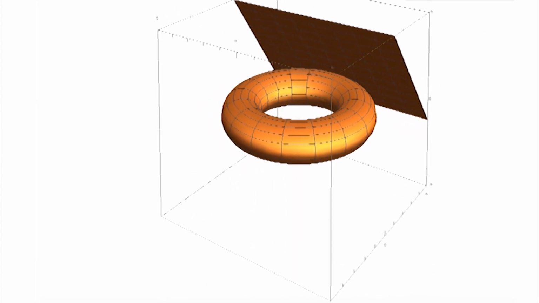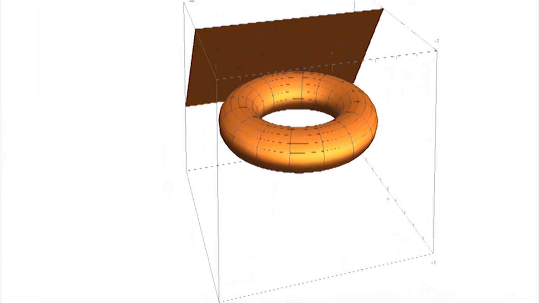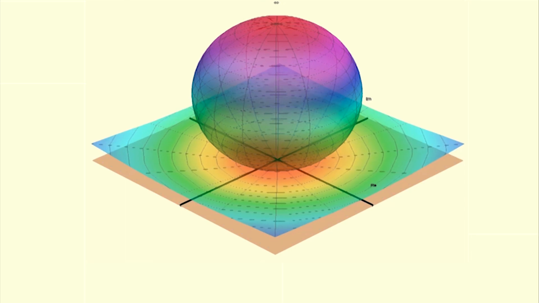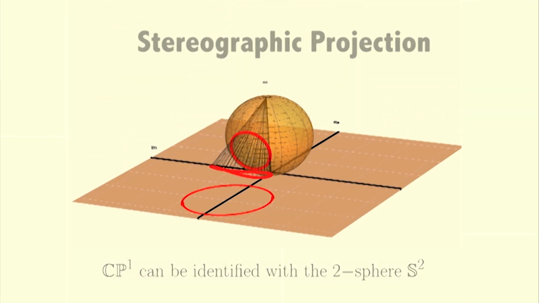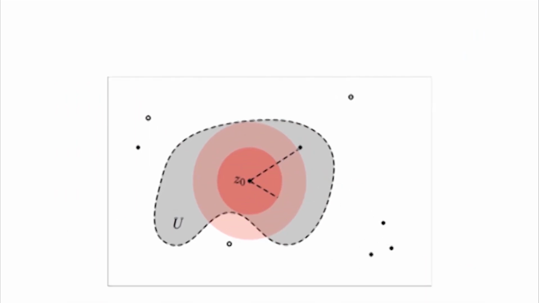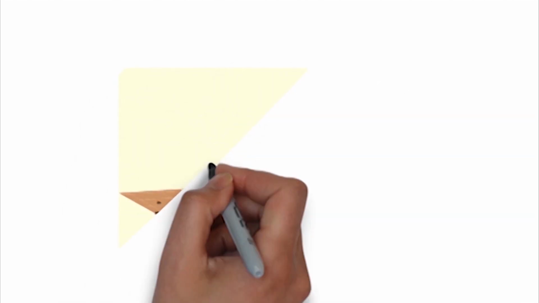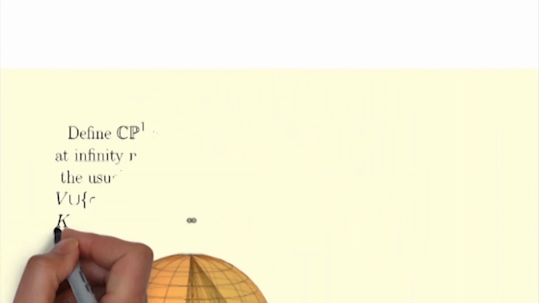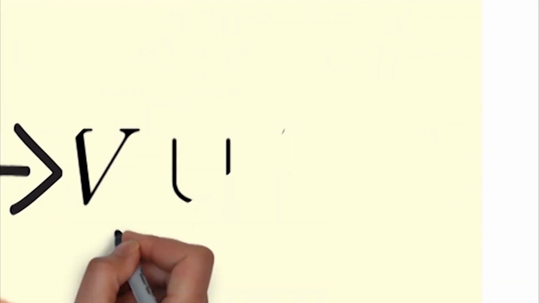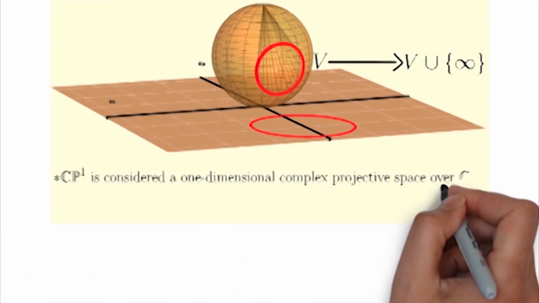Locally, a Riemann surface X is an open set in the complex plane. In fact, the complex plane is a non-compact Riemann surface. The complex projective line, or the Riemann sphere, is a Riemann surface that possesses an intrinsic symmetry. If we define the complex projective line by adjoining the complex plane and the ideal point at infinity, then the topology of the complex projective line is simple. It's merely the open subsets of the complex plane together with the sets V union infinity, where V is the complement of a compact subset of C.